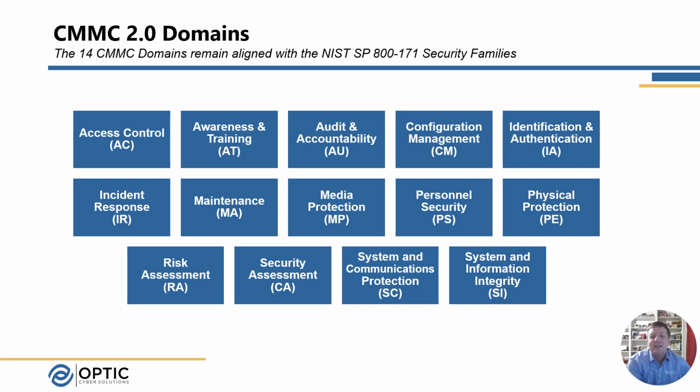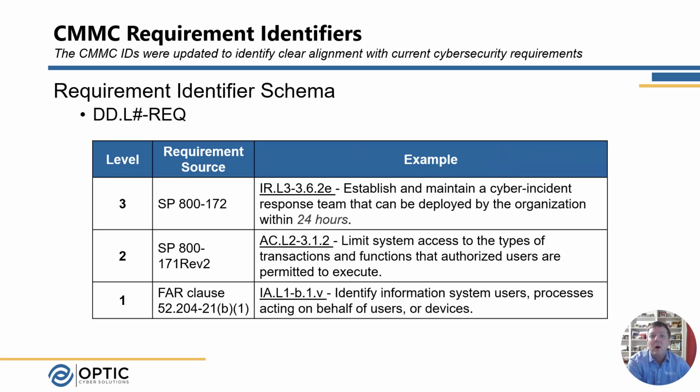Something else that hasn't changed from the previous drafts of CMMC 2.0 are the domains. They remain consistently aligned with the 14 security families from 800-171, and that remains true in the proposed rule as well. What has changed is the identifiers and the way that we're labeling the requirements. For all of the requirements now, they want to tie them a little bit closer to the actual source document so that we can identify where the requirement originated.